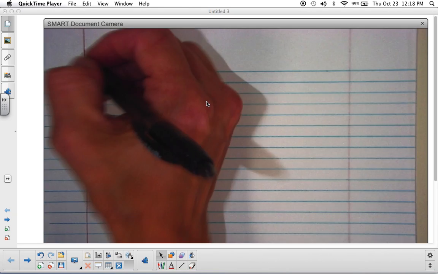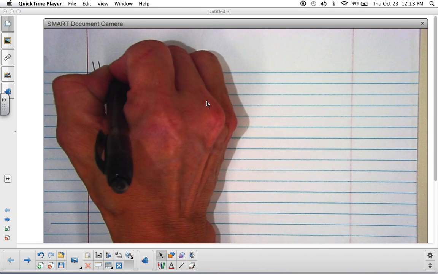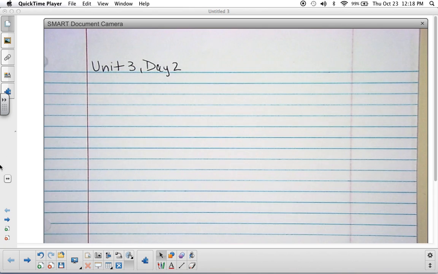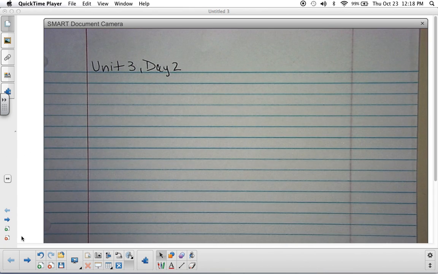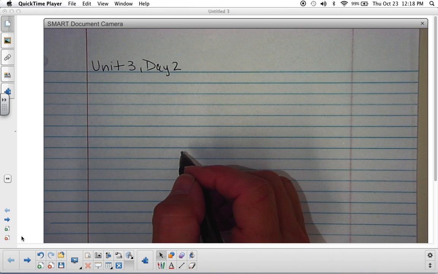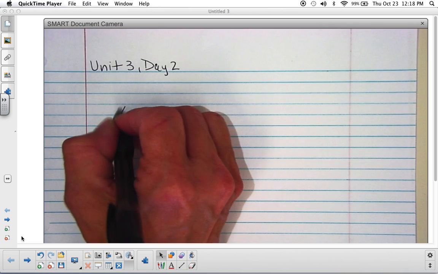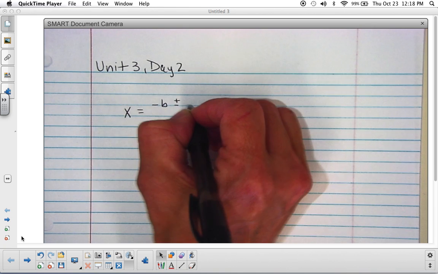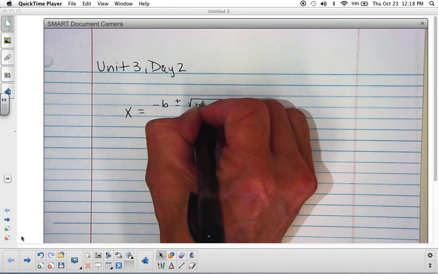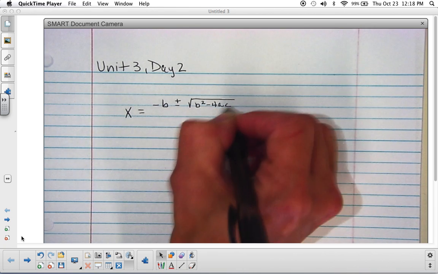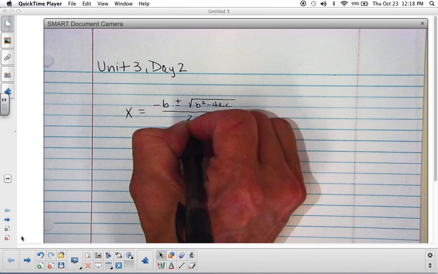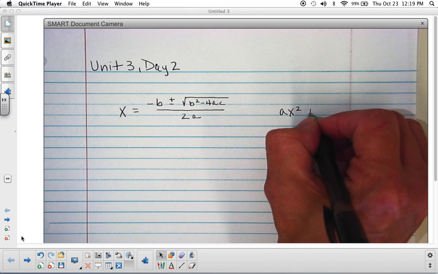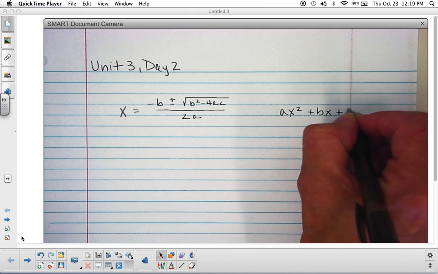All right, hello everybody. It's Unit 3, Day 2, and today we're going to cover the quadratic formula. The quadratic formula is a formula that will allow you to solve any quadratic, whether you can factor it or not. The formula is x is equal to negative b plus or minus the square root of b squared minus 4ac all over 2a, where the a and the b and the c are just the coefficients of the quadratic when it's in standard form and set to 0.